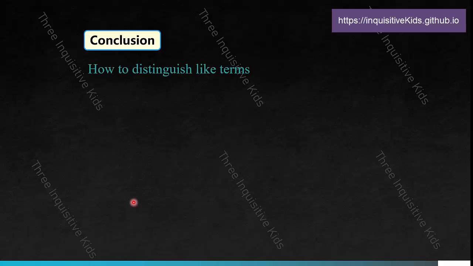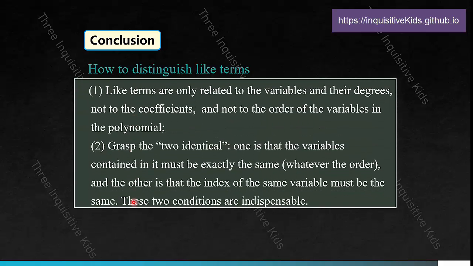So now we have a conclusion. These are all the rules of how to distinguish like terms. 1. Like terms are only related to the variables and their degrees, not to the coefficients and not to the order of the variables in the polynomial. It only looks at the variable part to see which variables have which exponents.